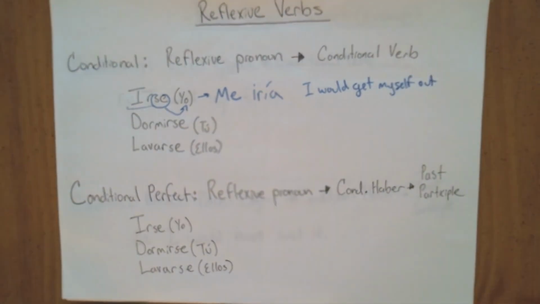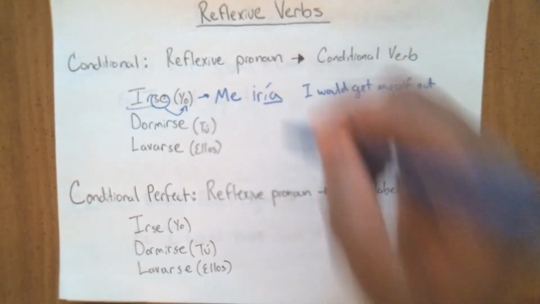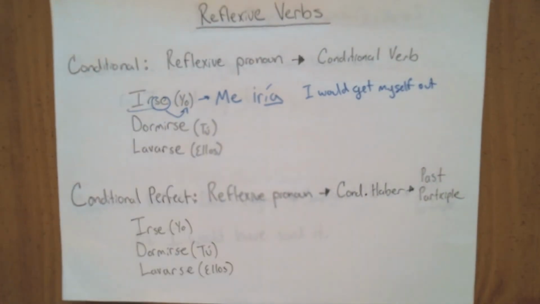I would get myself out. Me iría, all right? Why? Because ir is put in the I would form, because we need I would because it's conditional and it's in the yo form, all right? So this is pretty much like math. You're just taking all the pieces of the equation, putting them together to get your answer. Pretty straightforward.